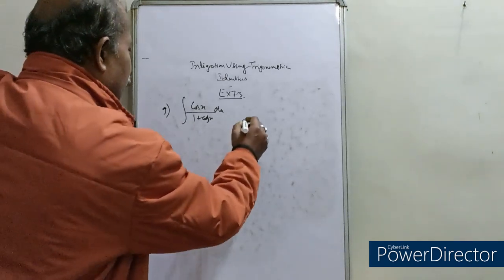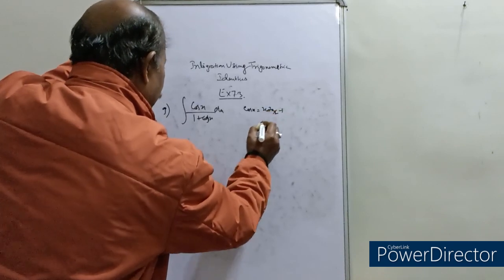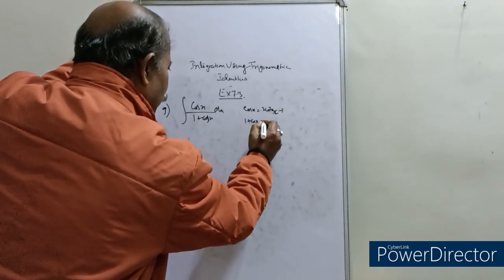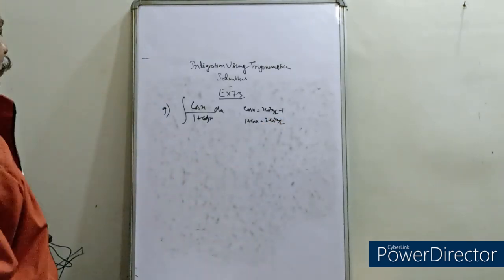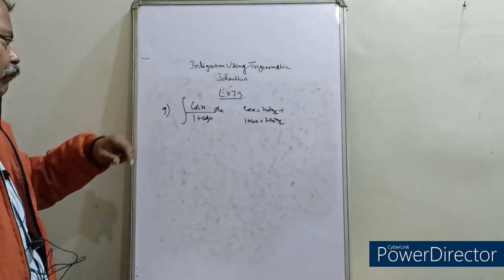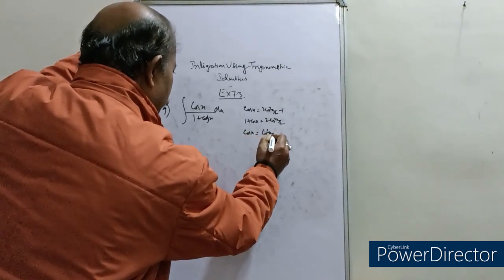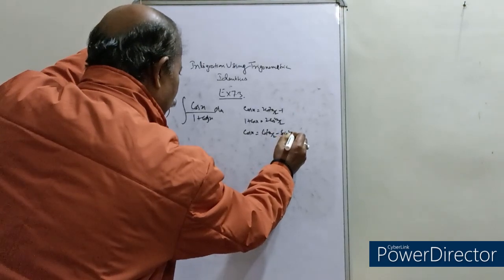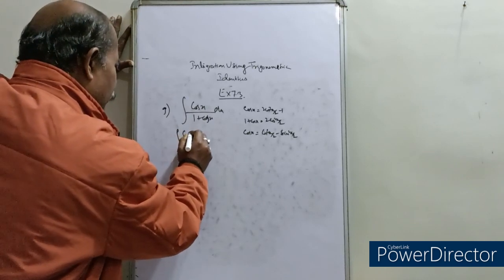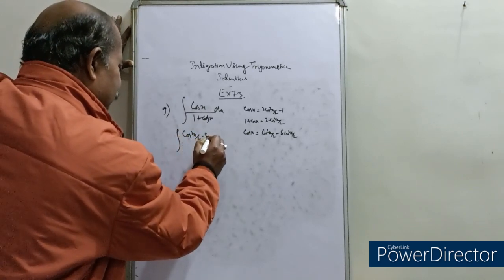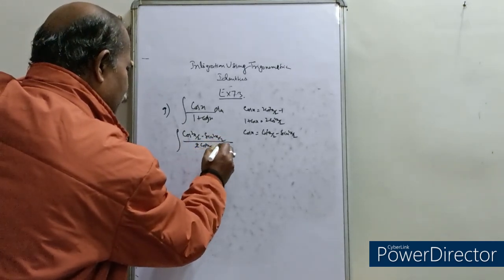So here again we know that cos x is equal to 2 cos square x by 2 minus 1. So 1 plus cos x is equal to 2 cos square x by 2. Again we know that cos x is equal to cos square x by 2 minus sin square x by 2. We know this formula. So what I am going to do here is, instead of cos x, I am going to write cos square x by 2 minus sin square x by 2 divided by 2 cos square x by 2 dx.